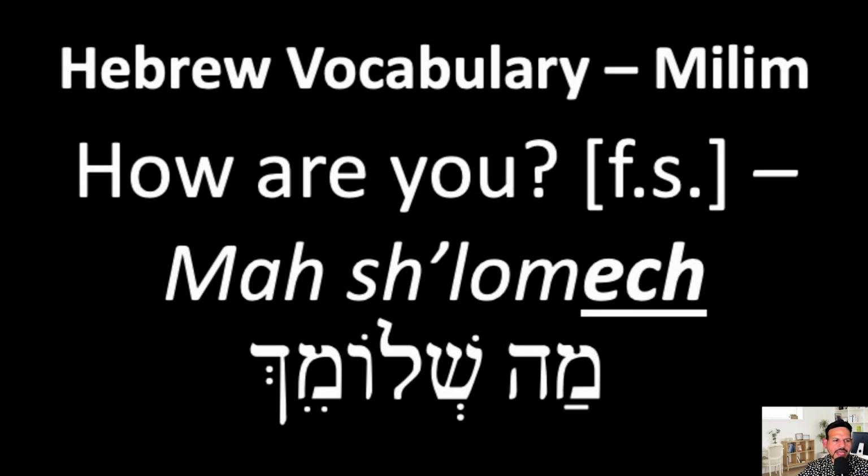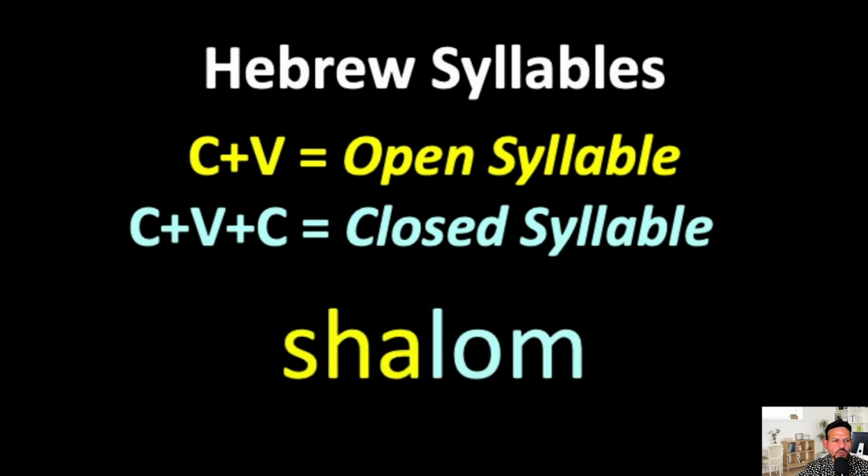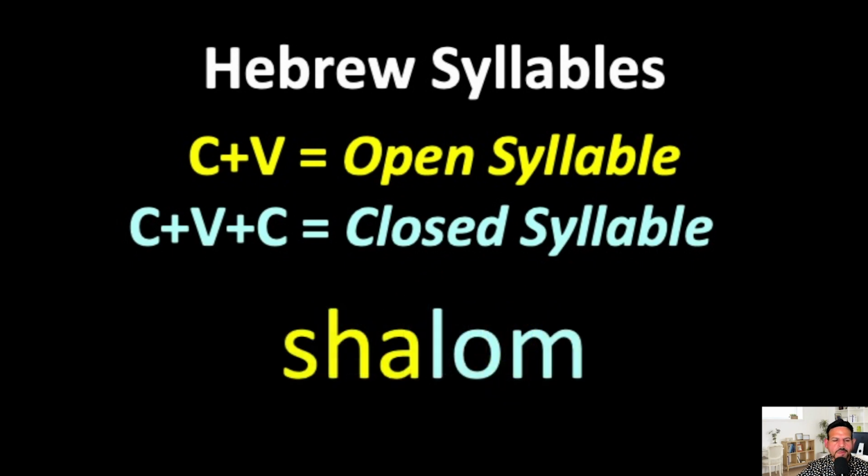So when you look at shalom, when reading Hebrew, you start with the letter in yellow there, the letter sheen with a kamatz underneath for sha. Sha. And then we close out with a closing syllable, lom. Lom. Shalom. So we see that's how Hebrew works.